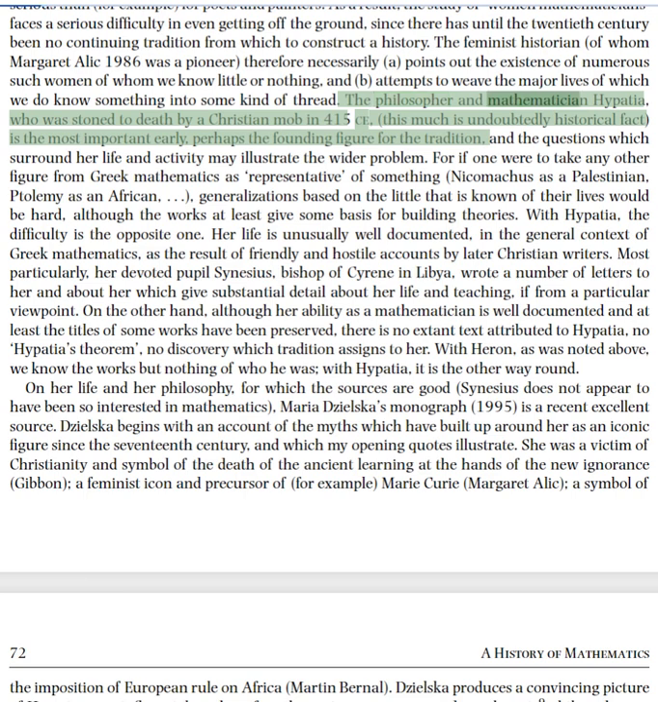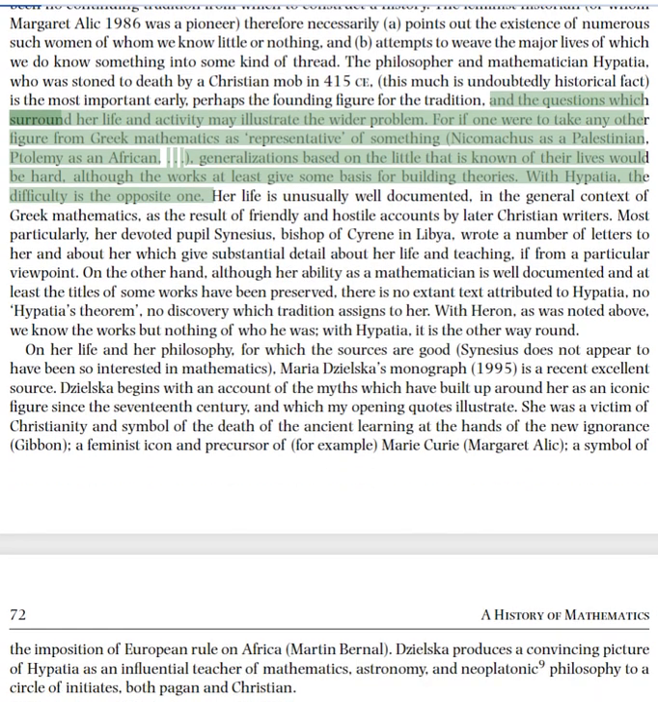The philosopher and mathematician Hypatia, who was stoned to death by a Christian mob in 415 CE, is the most important early, perhaps the founding figure for the tradition. And the questions which surround her life and activity may illustrate the wider problem. For if one were to take any other figure from Greek mathematics as a representative of something, generalizations based on the little that is known of their lives would be hard, although the works at least give some basis for building theories. With Hypatia, the difficulty is the opposite one.